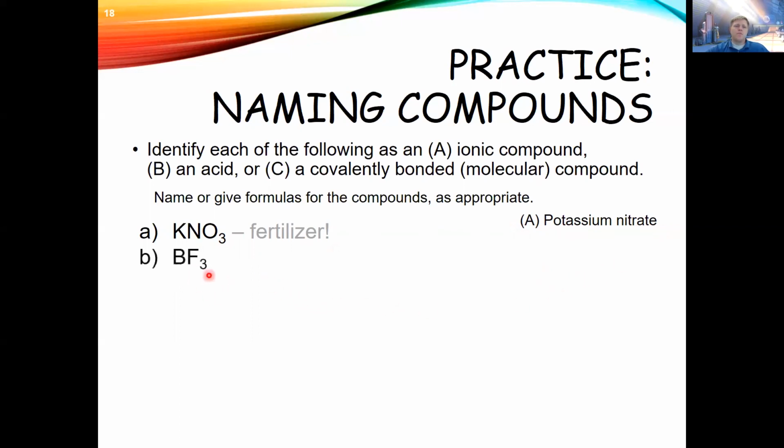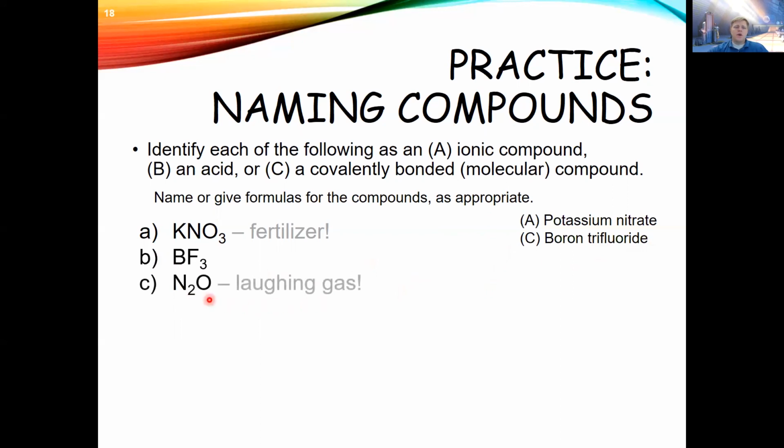Next, let's go with BF3. Is this ionic, an acid, or covalently bound compound? Go ahead and pause the video. All right, so there's no metals in here, so we know it's not ionic. There's no protons, so it can't be an acid. And so it's got to be C by default. It's a covalently bonded compound. And how do we name this? Well, there's one boron, and so we're going to leave the mono off that, so we're going to call it boron. There's 3 fluorines, so it'll be trifluoride.